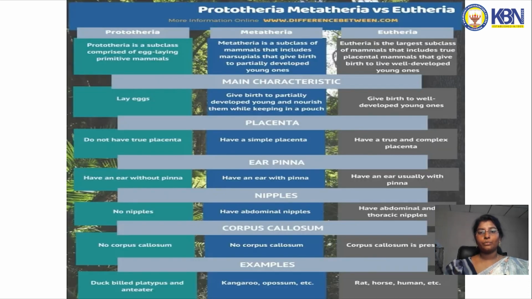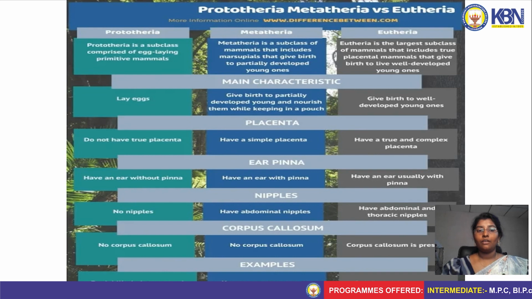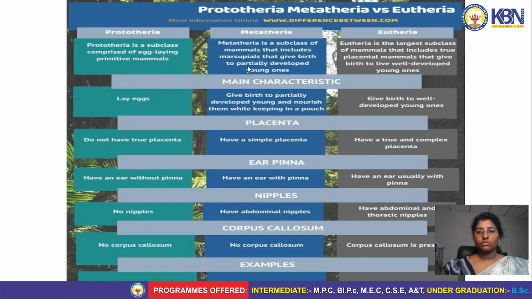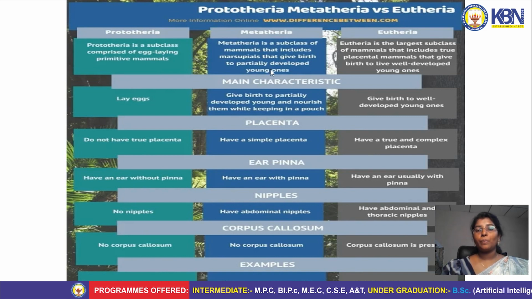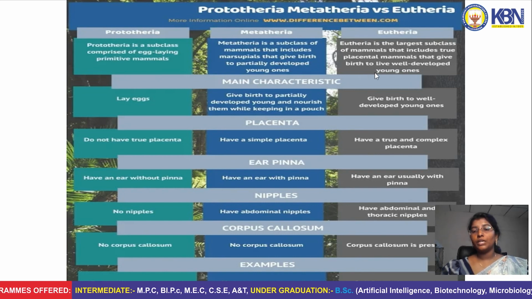Here we can observe Prototheria, Metatheria versus Eutheria. Prototheria is a subclass comprised of egg-laying primitive animals. Metatheria is the subclass which gives birth to partially developed young ones. Eutheria gives birth to live, well-developed young ones.